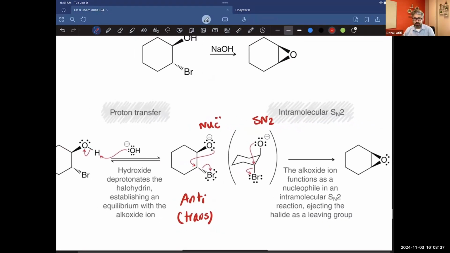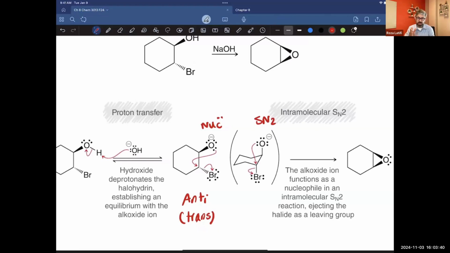Now, what will happen if I put both the bromide and the oxygen on the same side? Let's say we had a cis isomer. In that case, because we have a ring and we cannot have rotation inside any ring, there will be no chance to get an epoxide. So if they are on the same side, we're not going to get an epoxide.